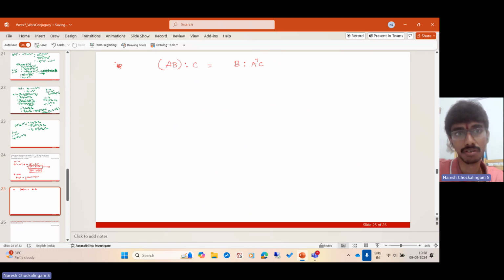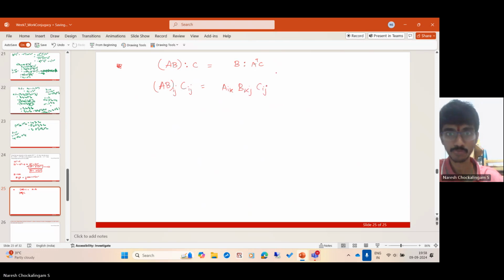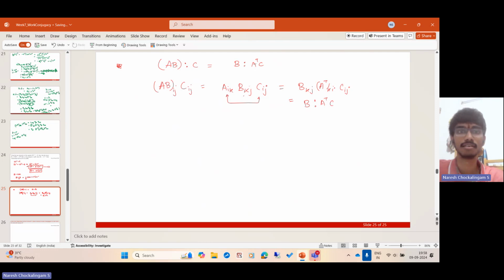Let us see if this is true. So what is AB contracted with C? It is AB IJ, CIJ, and this is AIK BKJ CIJ. Note that these two have I in common. So this is BKJ A transpose KI CIJ, which is nothing but B contracted with A transpose C.